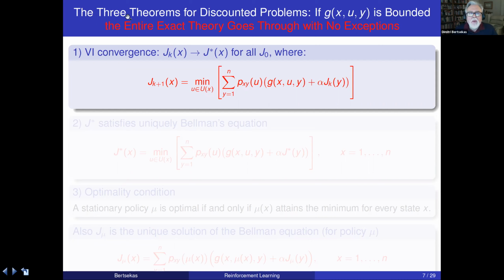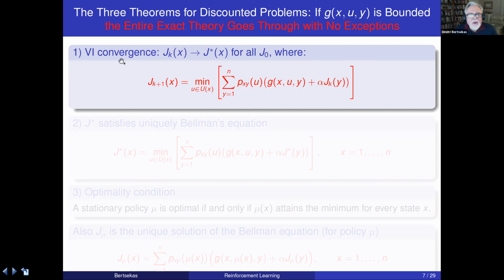I mentioned that we expect these 3 theorems to hold, but there are some exceptions. Well, for the case that we're going to consider here, the discounted case with a finite number of states, there are no exceptions. Everything works out very nicely. This is the nicest problem of stochastic infinite horizon dynamic programming. Now, what are the 3 theorems?